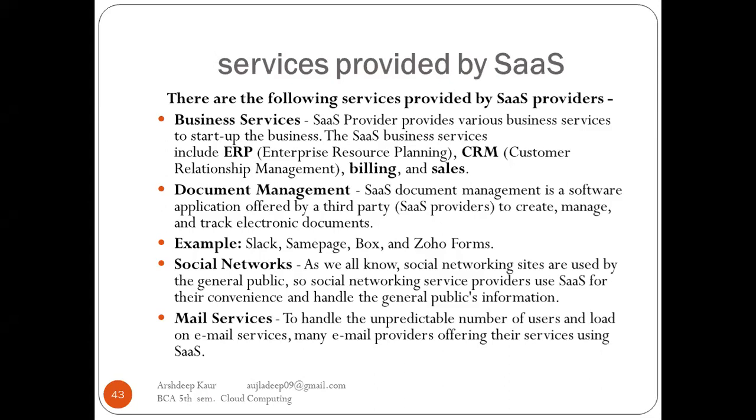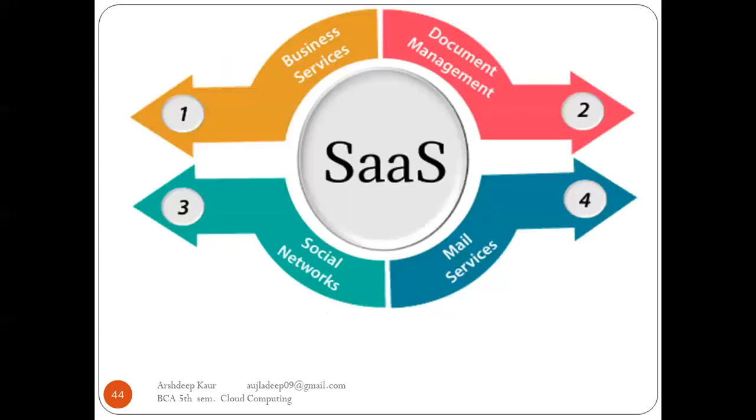Next, we have mail services. Mail services like we can write the mails, we can compose a mail, we can send the mail, we can receive the mail. It means we can send the mail to multiple users at the same time. So these are some of the services that are provided by software as a service. These are the services: business, document, social networking, and mail services.